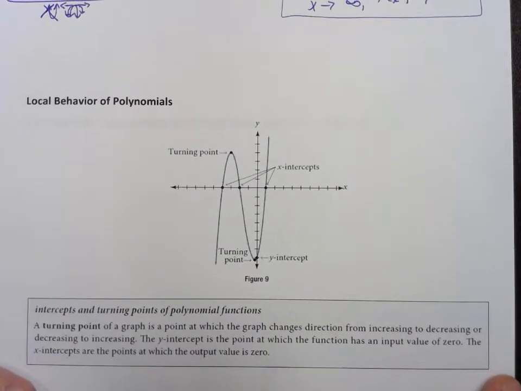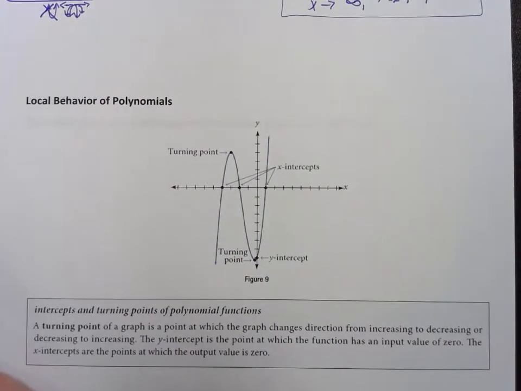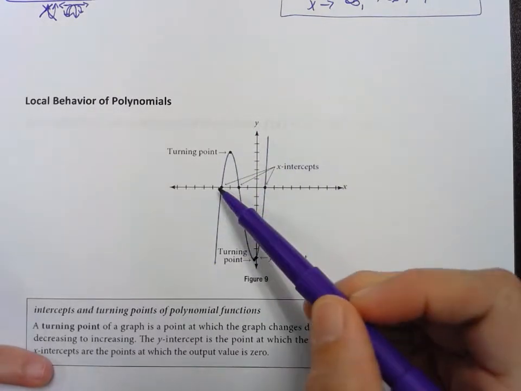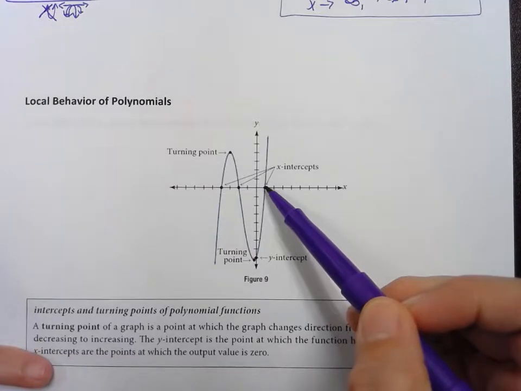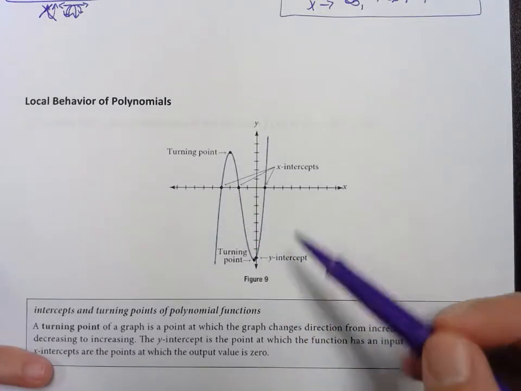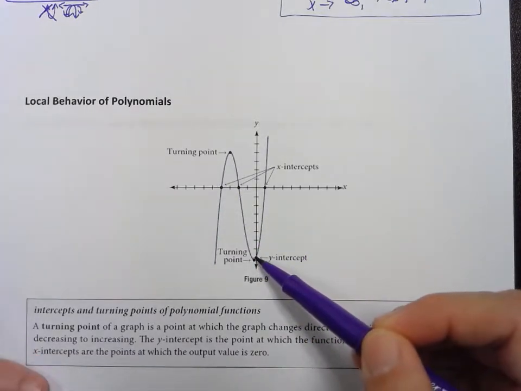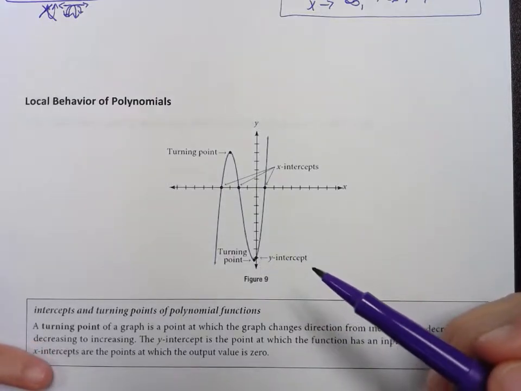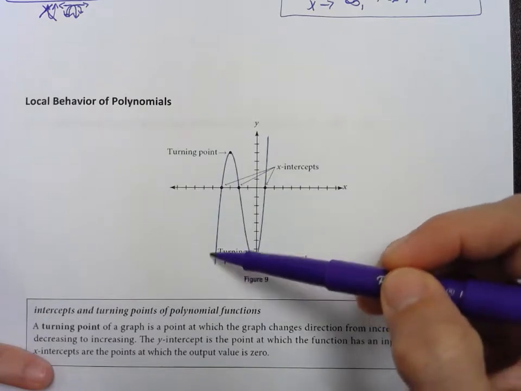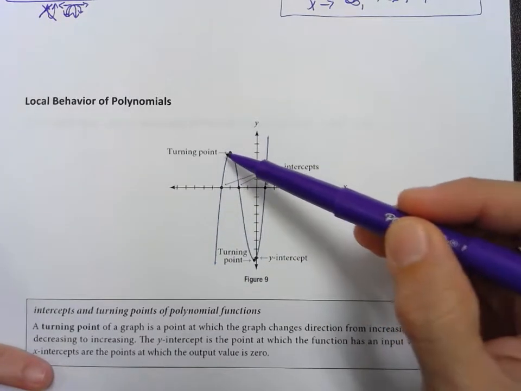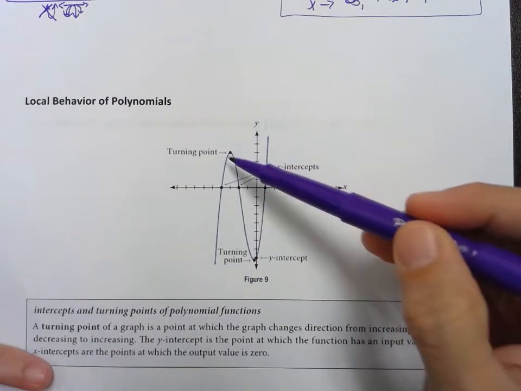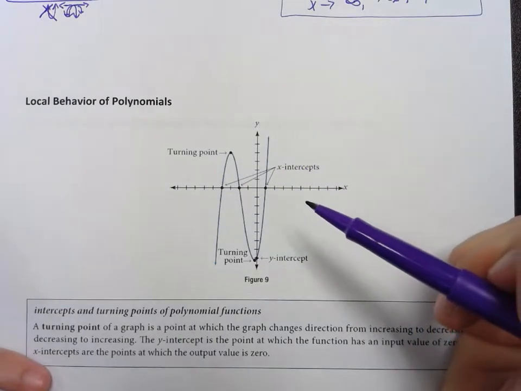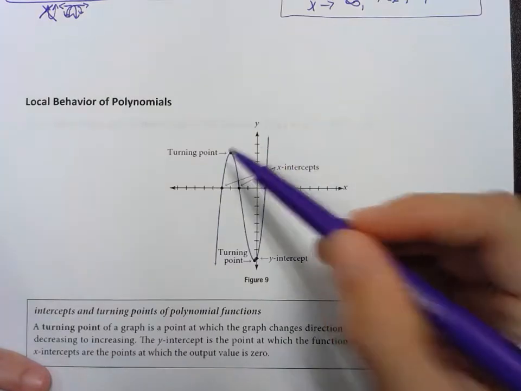We are also going to be looking at the local behavior of polynomials. Here we have a graph of a polynomial. We can see the x-intercepts are where the graph crosses the x-axis. The y-intercept is where it crosses the y-axis. And then we have something new called turning points. This is where your graph goes from increasing to decreasing, or from decreasing to increasing. And where it changes direction like that is called a turning point.